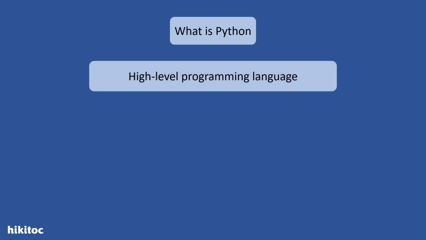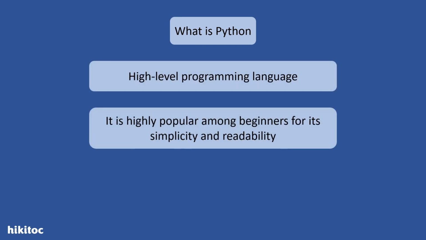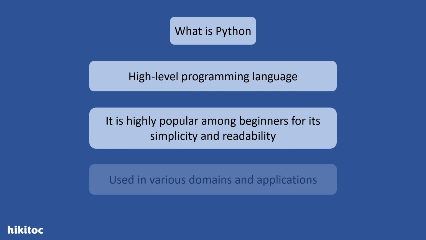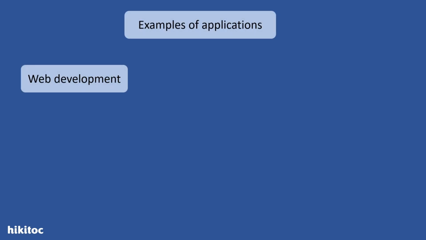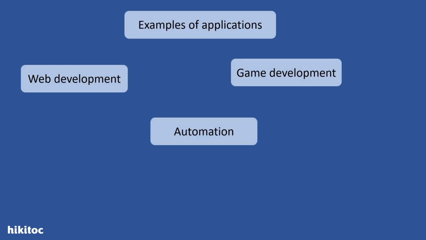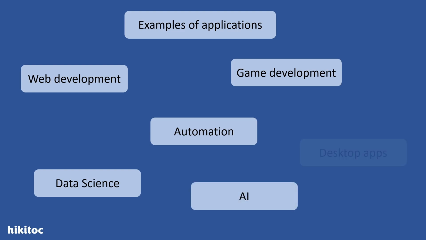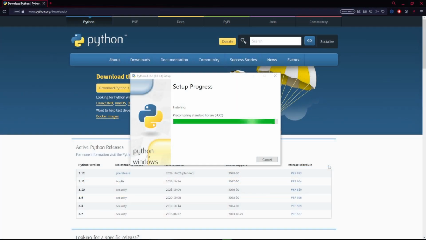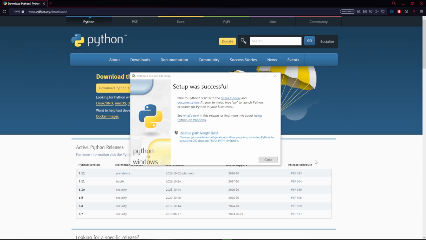While the installation is in progress, let me explain what Python is and what it's used for. Python is a high-level, versatile programming language. It's very popular and in demand in the market for its simplicity and readability. It's used almost everywhere for web development, game development, automation, data science, artificial intelligence, desktop applications, and much more. The list is very long and the one you see on the screen is not exhaustive. There is much more to it. Now let's go back to the installer and you'll see that the installation is already complete.